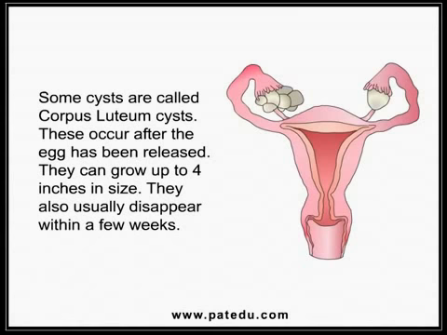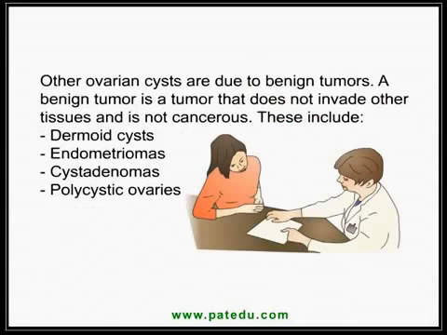Some cysts are called corpus luteum cysts. These occur after the egg has been released. They can grow up to 4 inches in size. They also usually disappear within a few weeks. Other ovarian cysts are due to benign tumors. A benign tumor is a tumor that does not invade other tissues and is not cancerous. These include dermoid cysts, endometriomas, cystadenomas, polycystic ovaries.